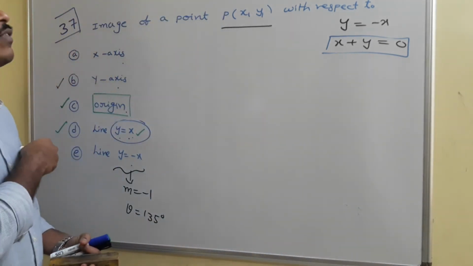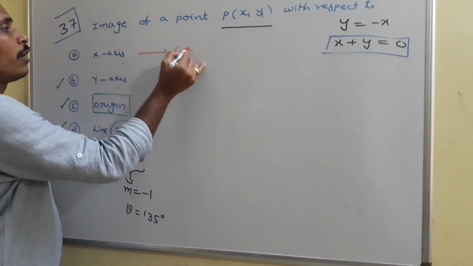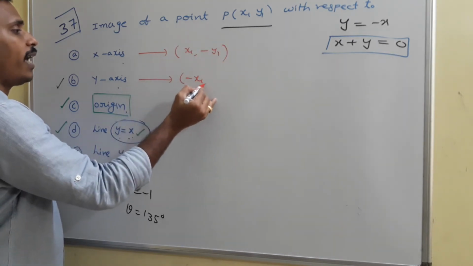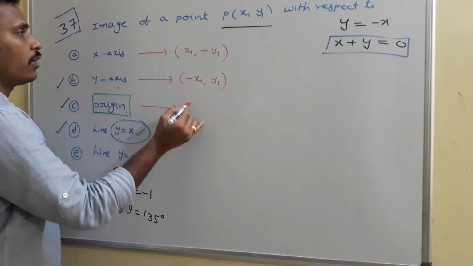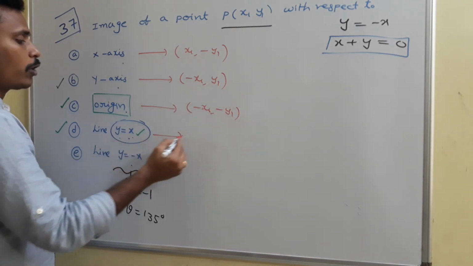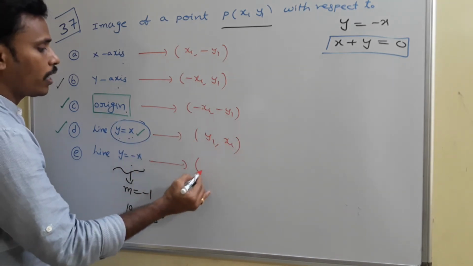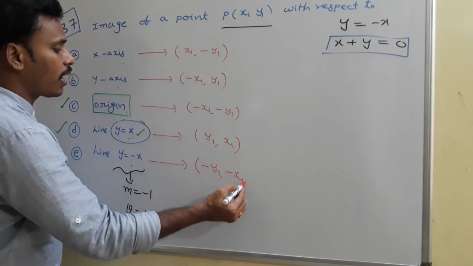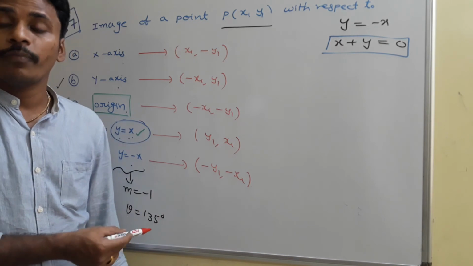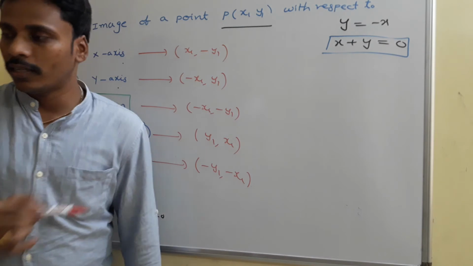See, if the point is (x1, y1), then its image with respect to the x-axis: you need to change the y coordinate. With respect to the y-axis, you need to change the x coordinate. With respect to the origin, you need to change both signs. And with respect to the line y = x, you just interchange x and y. And with respect to y = −x, the image is (−y1, −x1). Just have a look at all these things. Okay, image of a point with respect to these lines, right? Just have a look.